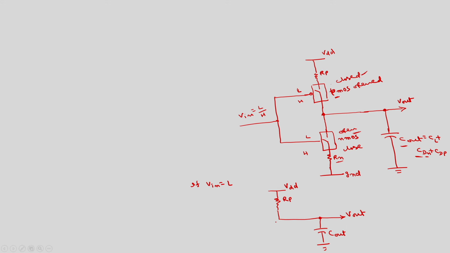So, what happens is now, if I assume that initially V output is equal to 0, V out at the 0th instant is equal to 0. If I apply input is equal to low, then what happens? This V out will charge to VDD. So, this is the path in which this V out will charge to VDD. This will charge slowly to VDD. So, what is the time constant at which it charges? Time constant tau is equal to RP into C out.